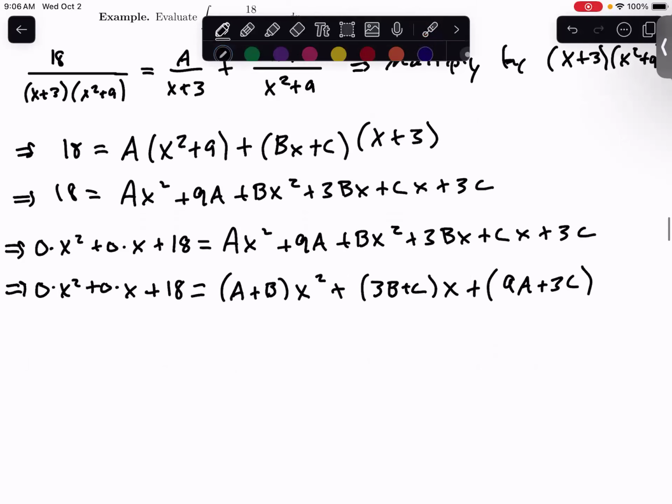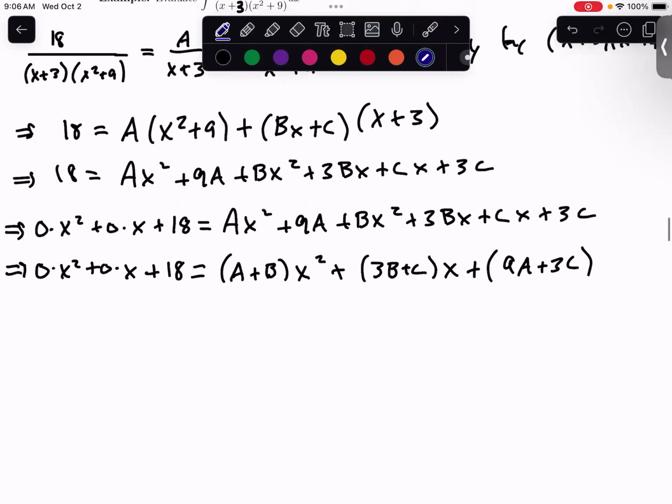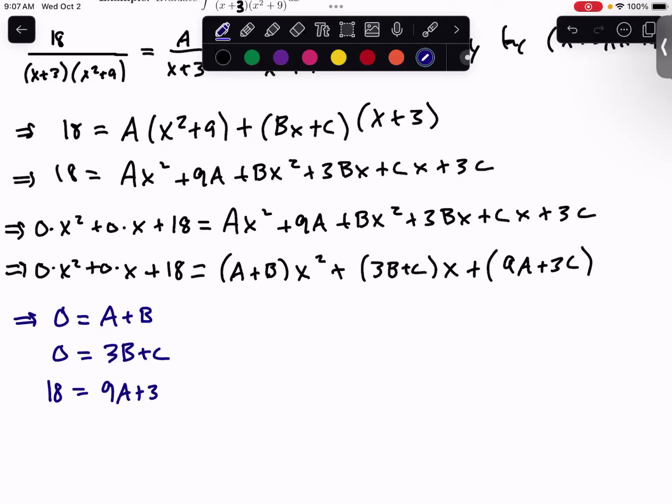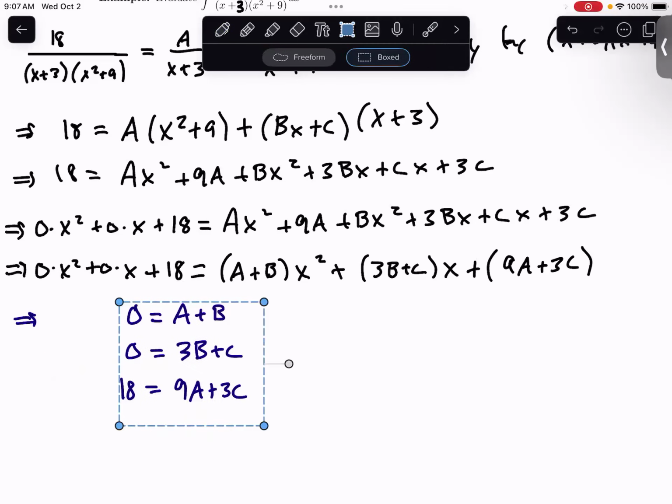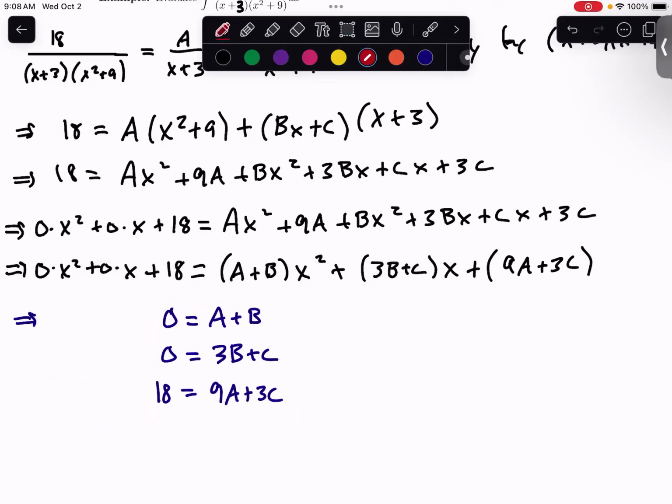And that will allow us to find a, b, and c now, right? So we have to have that 0 is equal to a plus b. We have to have that 0 is equal to 3b plus c. And then we also have that 18 is equal to 9a plus 3c. All right, so this is degree 2. This is degree 1. And then this is degree 0, or the constant term.